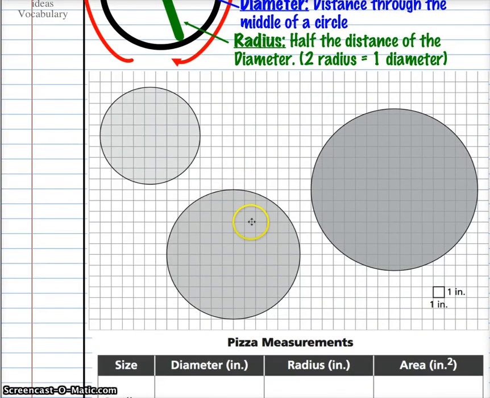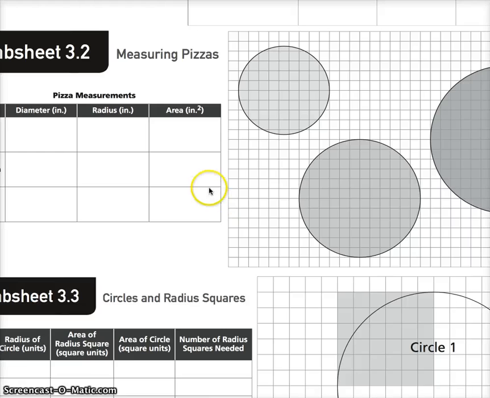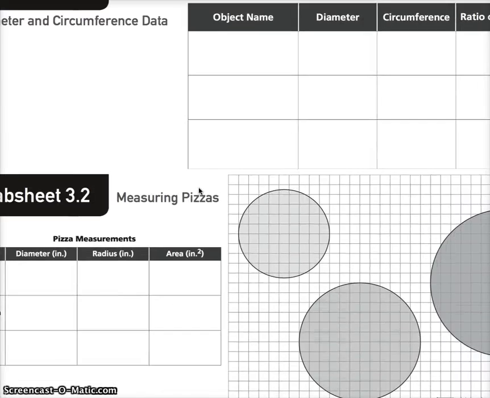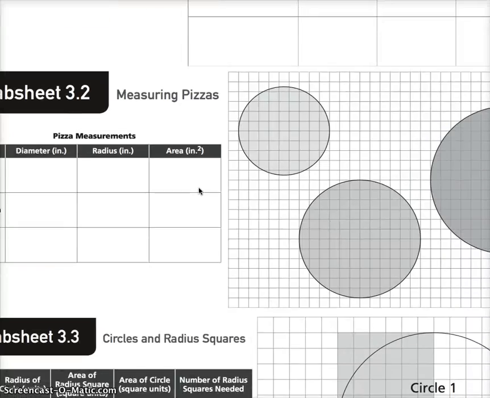This is on the same lab sheet. I'll show you what it looks like. Your lab sheet looks like this. 3.1, 3.2, and 3.3, they'll all be on the same page.